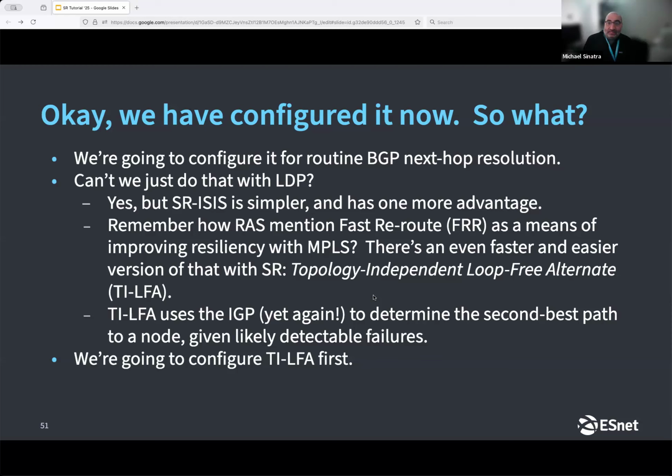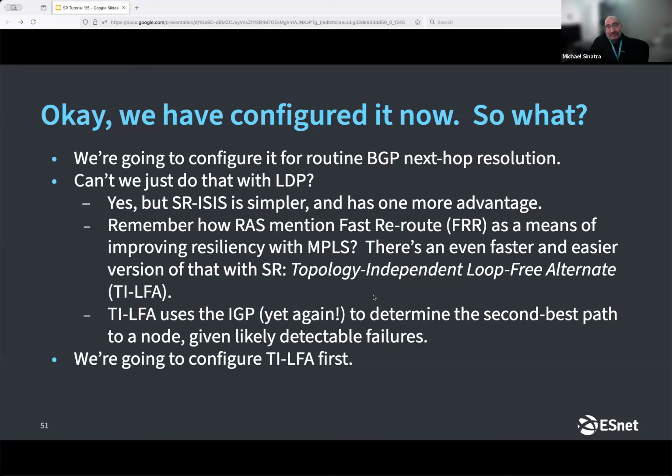It looks in the IGP, because that's what we do for segment routing. We're always looking at the IGP. It looks at the IGP and says, what's the second best path given a particular failure mode? For example, if the router next to me goes down, what's the second best path I can take to get to another location before the IGP has reconverged? So it gives you the ability to quickly switch to a different path without having to wait for your IGP to reconverge.